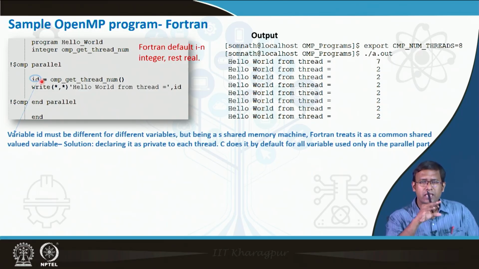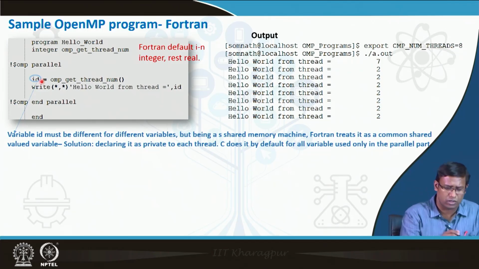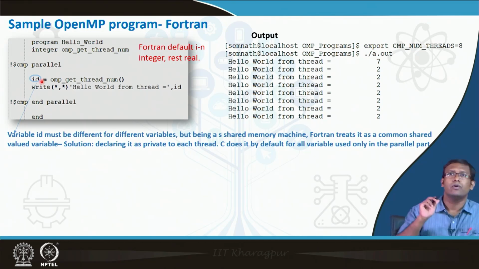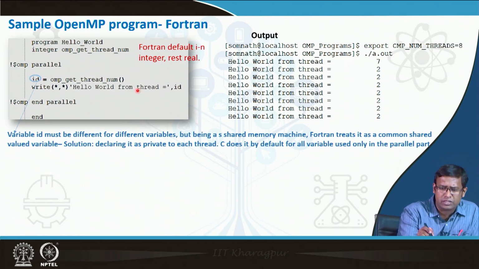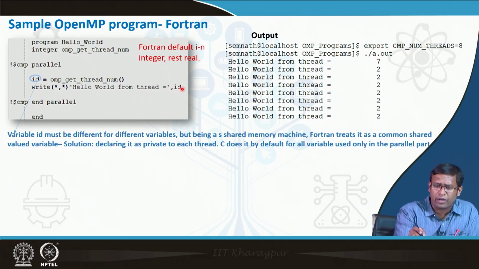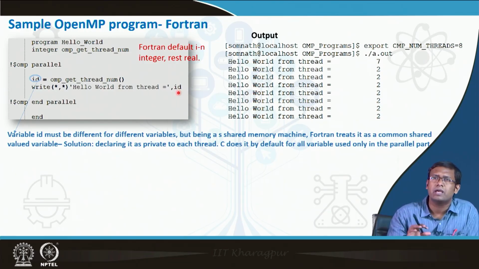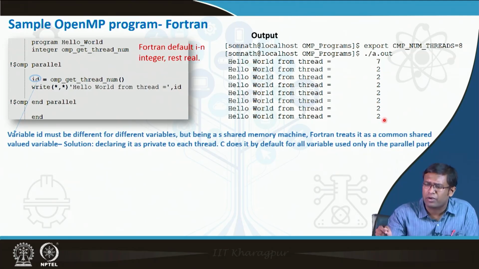In C, anything used within the parallel loop and not used outside it is by default a private variable. In Fortran it's not, but it's good practice to specify which variables are private, because when the threads operate they execute the same line. So you cannot write ID 1 for thread 1, ID 2 for thread 2, and so on. It's the same variable ID which all the threads will write, but in a shared memory system they will essentially end up writing the same value for all the processors.